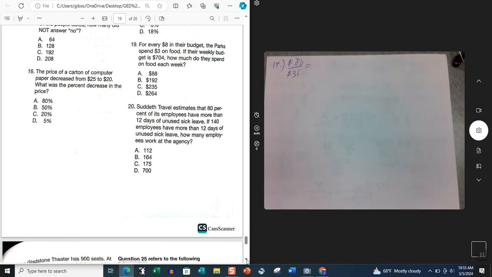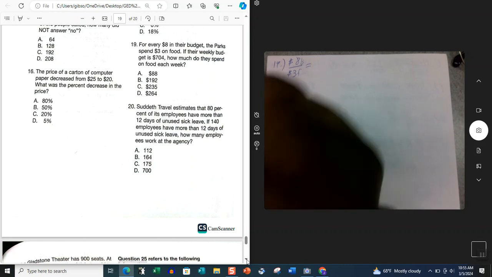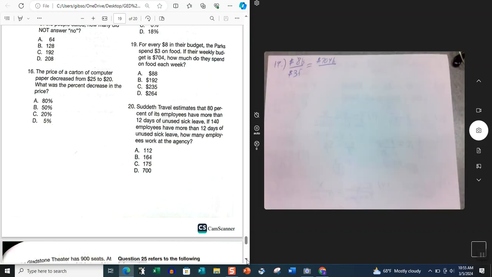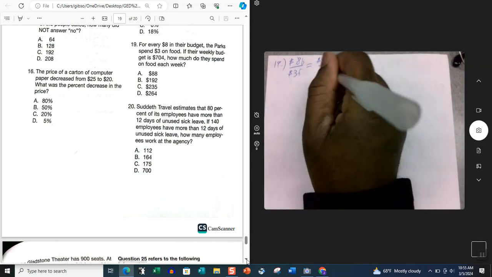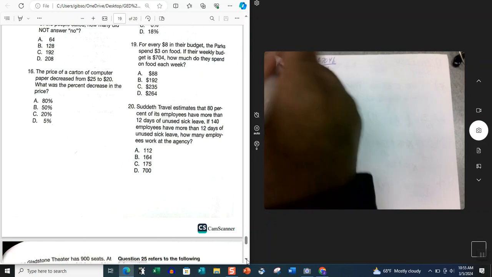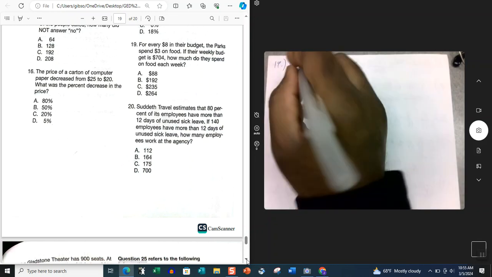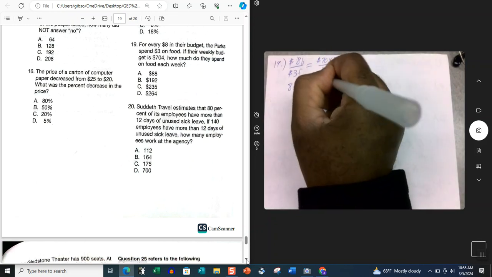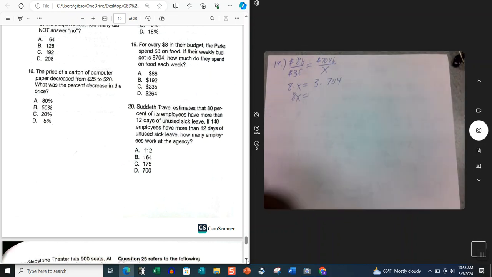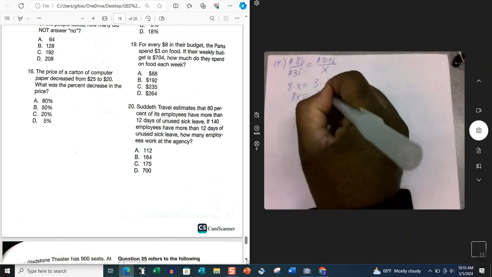Okay, so now they say the weekly budget is $704. So we have $704 for the budget, and then now we need to know food. So now we cross multiply. 8 times x is equal to 3 times 704. So it'd be 8x is equal to 2112.